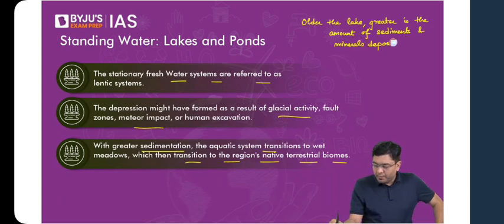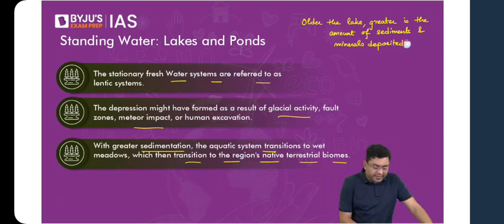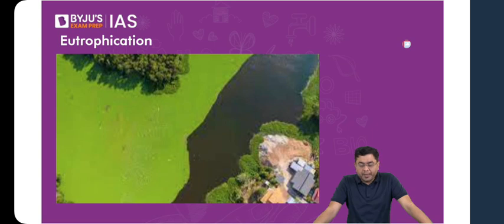Now, after this, we come to the portion of eutrophication. Eutrophication, in simple terms, is what? It is the overloading of the aquatic system with nutrients.